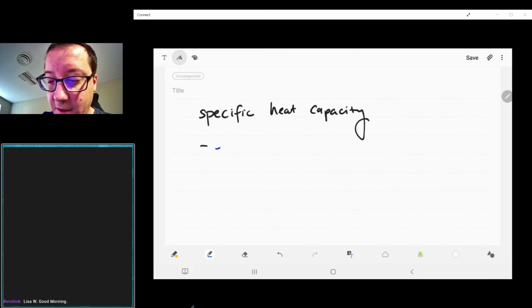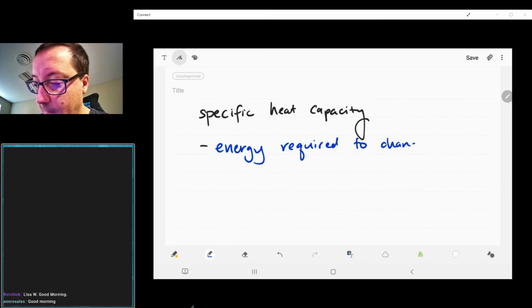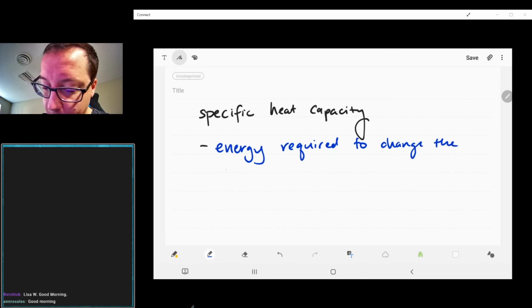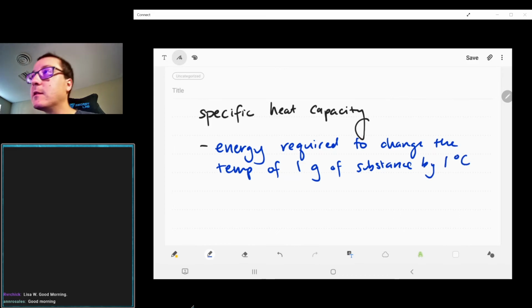It's the energy required to change the temperature of 1 gram of a substance by 1 degree Celsius.